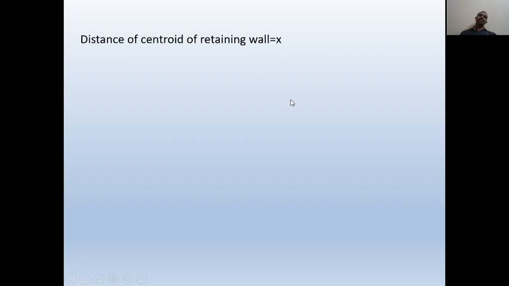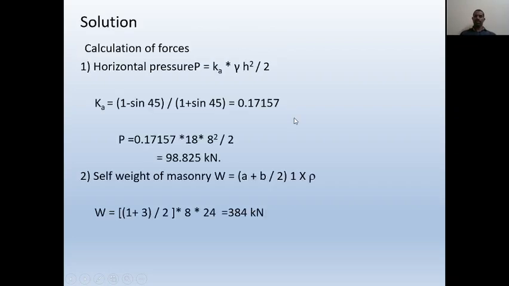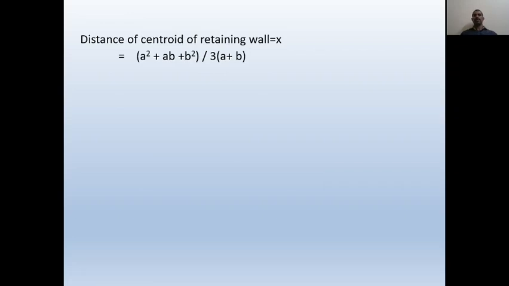Now let us calculate the distance of the centroid of the retaining wall, x bar. X bar for a trapezoidal profile is (a square plus ab plus b square) by 3 into (a plus b), where a and b are the top width and bottom width of the retaining wall respectively. Now we can substitute a is 1, so 1 square plus 1 into 3, that is 3, plus b square, that is 3 square, by 3 multiplied by (a plus b), where a is 1 and b is 3, and you can calculate it is simply 13 by 12, that is 1.08 meters. Now x bar is calculated as 1.08 meters.